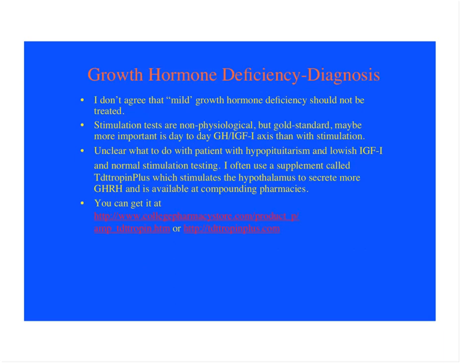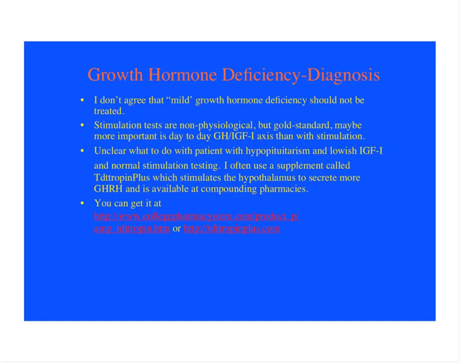So in general, you have a person with hypopituitarism, a pretty low IGF-1, and normal stimulation testing, such as a glucagon stimulation test. I think the question is, what do you do in those cases? I often use a supplement called TDT-tropin. It used to be called trans-D-tropin. The company that made it stopped making it, but there are several companies that make products similar to that.